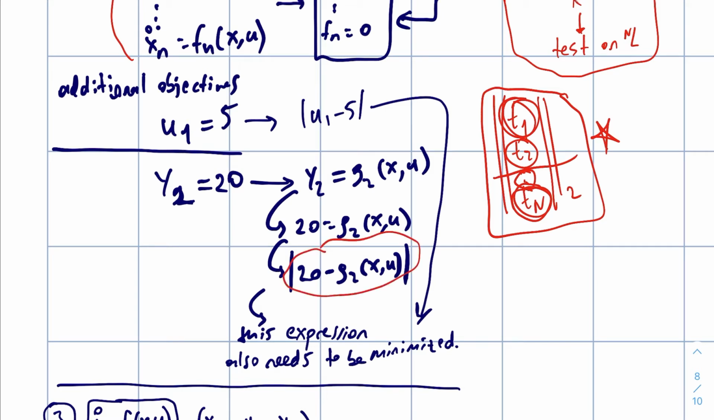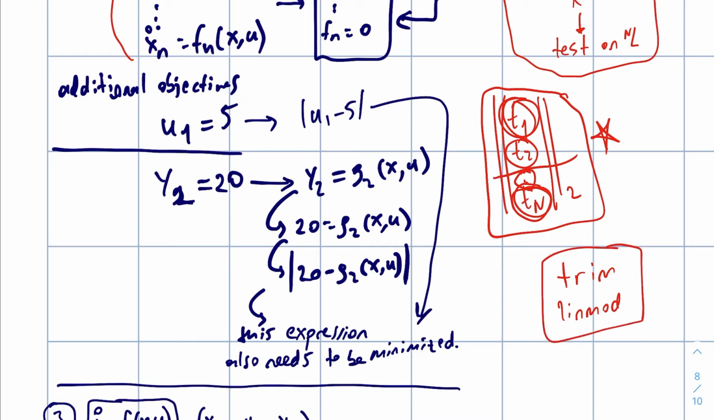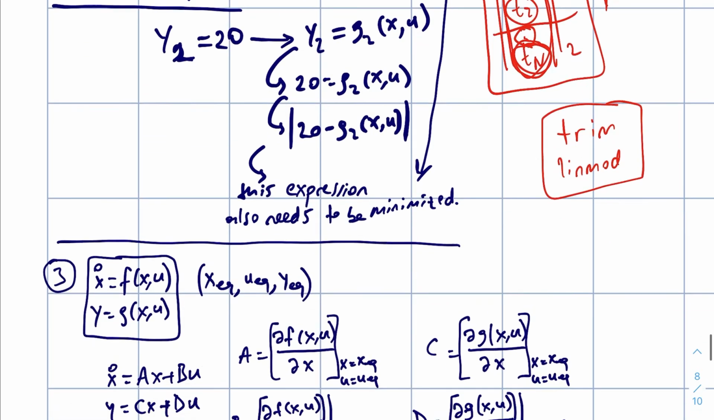I wanted to use absolute value because I see it in the Matlab trim function and linmode function, I guess. Maybe I should write that: trim and linmode. These are Matlab routines to obtain equilibrium points. This expression also needs to be minimized. So all the terms that you like to be 0, and they need to be scalar, stack them up together and minimize that.